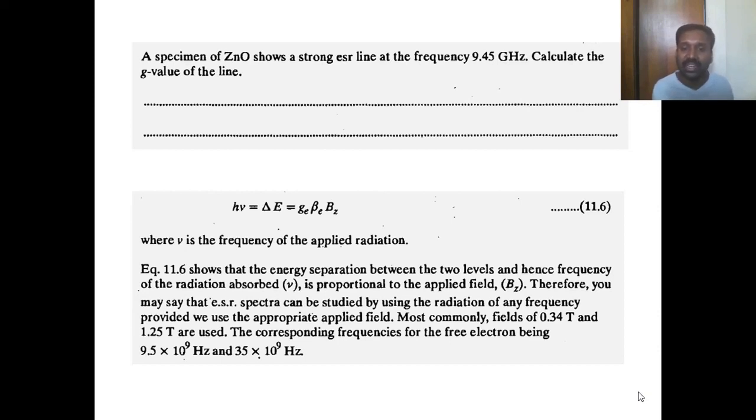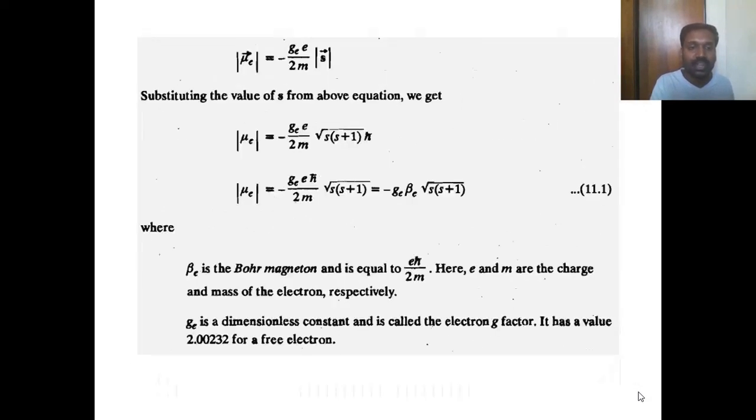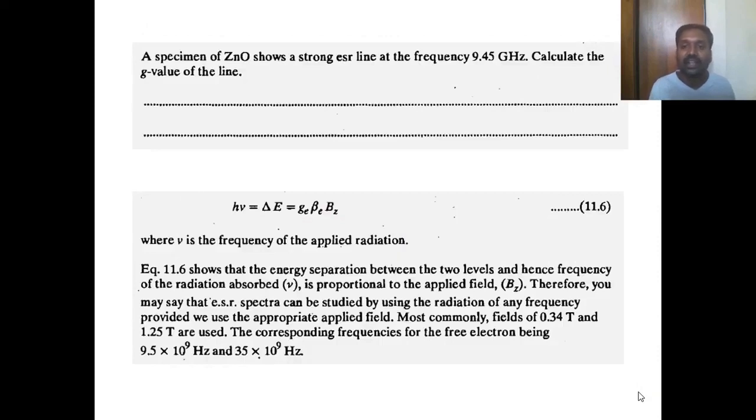Anyway, since all our discussion has concentrated on a free electron, you can take the g_e value for a free electron, which is 2.00232, and solve such problems. Fine. So I hope I have put across to you the basic resonance equation, the delta E equation, which is fundamental for any type of spectroscopy, here for a free electron.